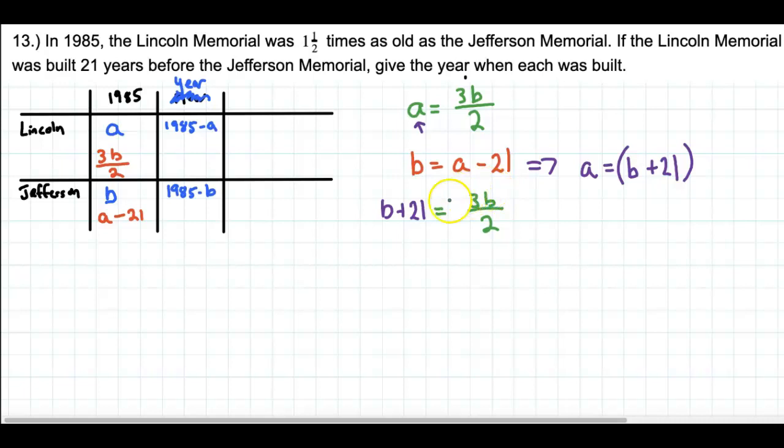Alright, so now it should be easy. Let's just clear the fractions, multiply everything by 2. So let's go ahead and do that. I'm just going to times everything by 2. I wouldn't have to even show it. So we'll get 2B plus 42 is equal to 3B. So if I subtract 2B from both sides, I just end up with B is equal to 42. Okay, so that's the age of, right here, that's 42 years old in 1985.